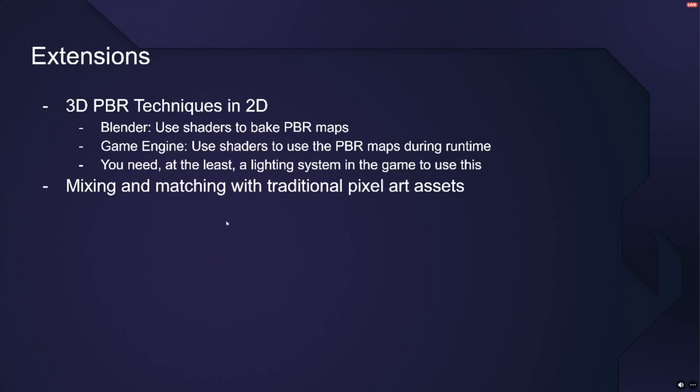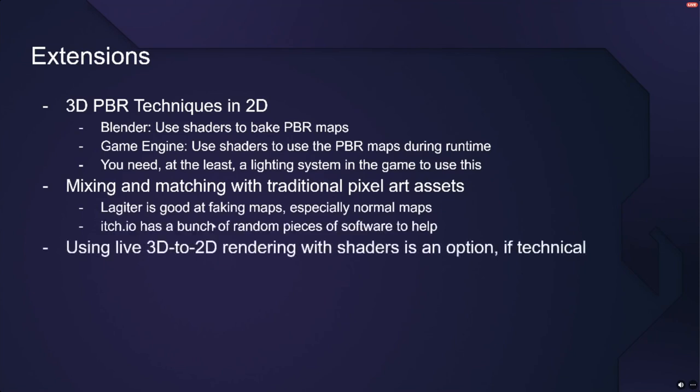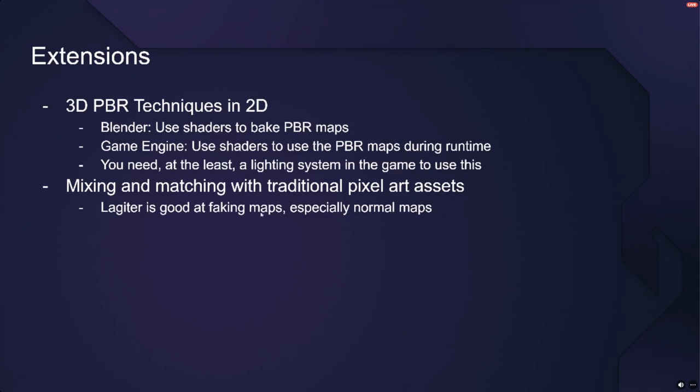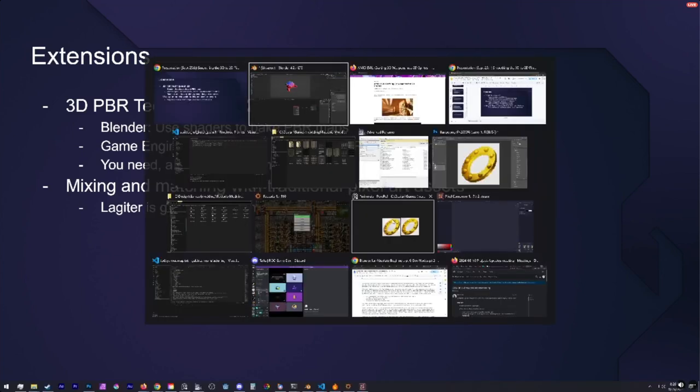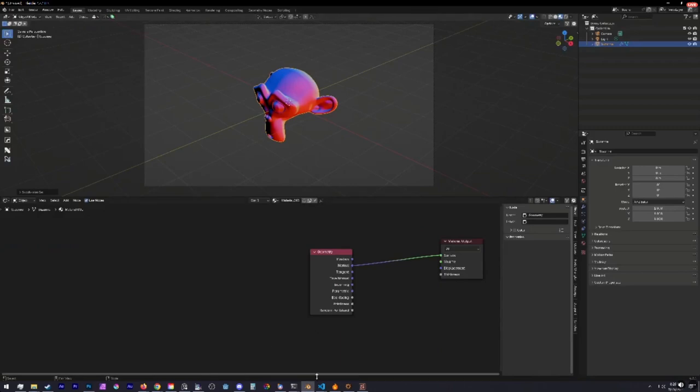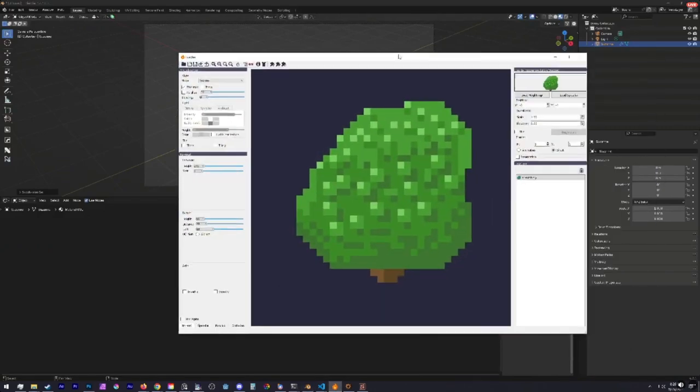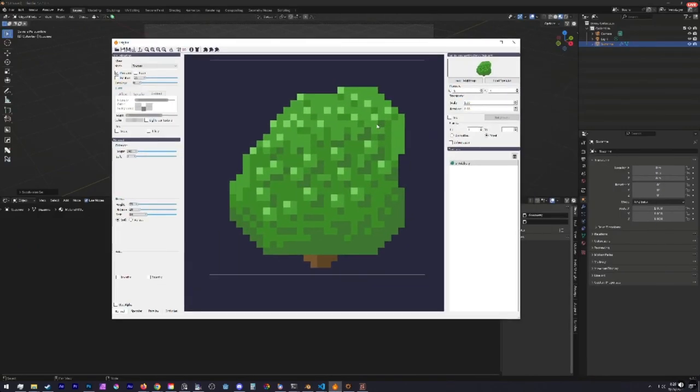So you can mix and match this with traditional pixel art assets as well. One thing that I love is this Laigter. Again, I think I even misspelled it here. Oops, whatever. But basically, this is good at faking maps, particularly normal maps. So I have it open here. So here is a shrub. So, if a knight says, bring me a shrubbery, here you go. But basically, this is a thing that allows you to take this pixel art that I made, which is absolutely amazing. I just want to let you know, very amazing.